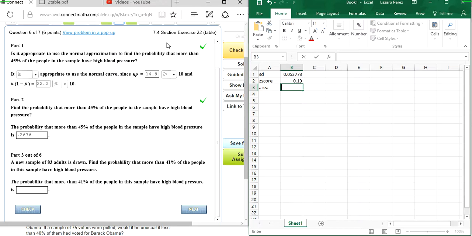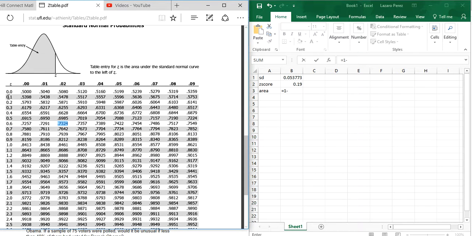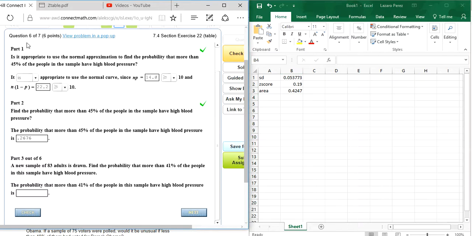So the area for 0.19, and they're saying more than, so we know we're going to have to do 1 minus. So 0.19 gives 0.5753. So 1 minus 0.5753, and that will be our answer, 0.4247.